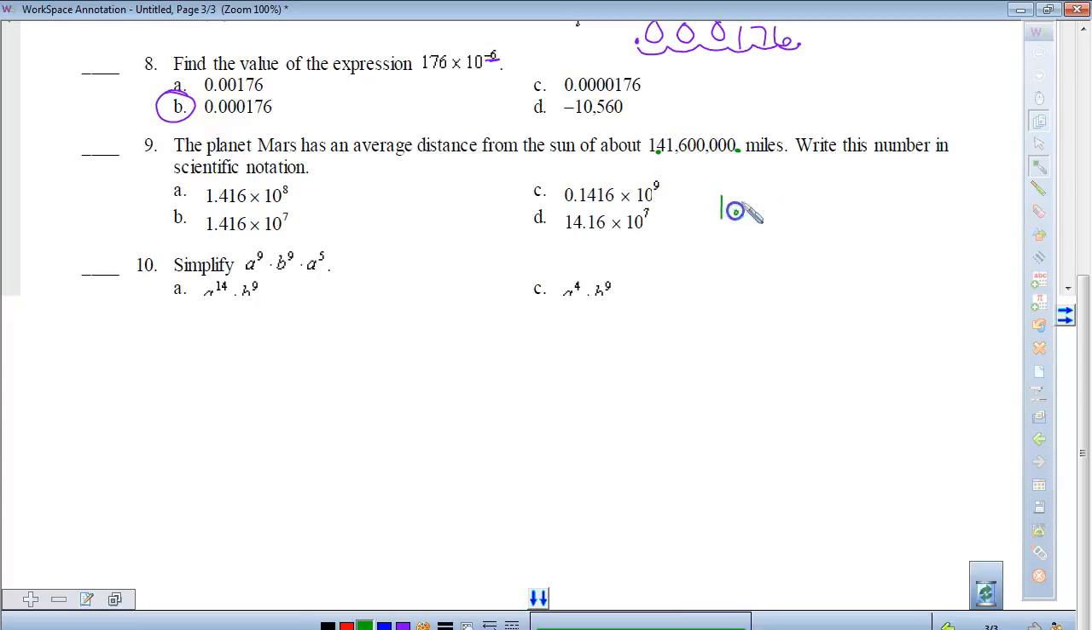That gives us 1.416. And it's always times the power of 10, so we need to know how many numbers are between where our decimal is and where it should be. And here's 3, 6, 7, 8. That'll be positive 8 because this is a large number, so that indicates a positive exponent. 9 would be A.